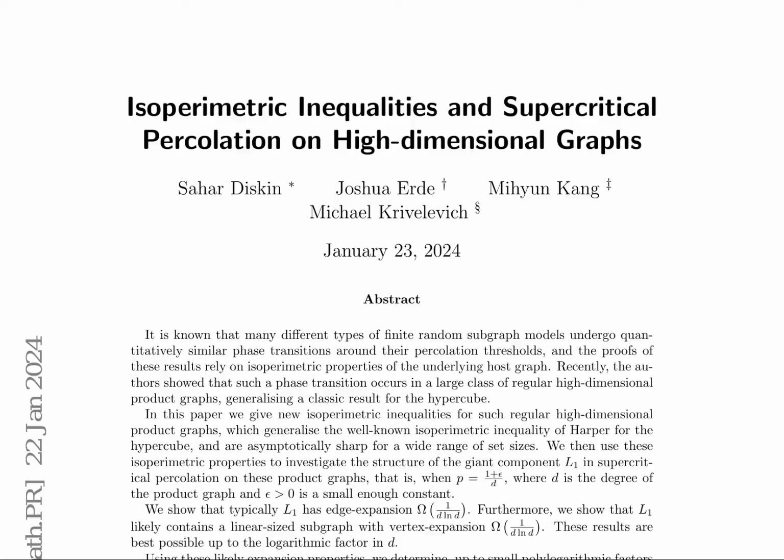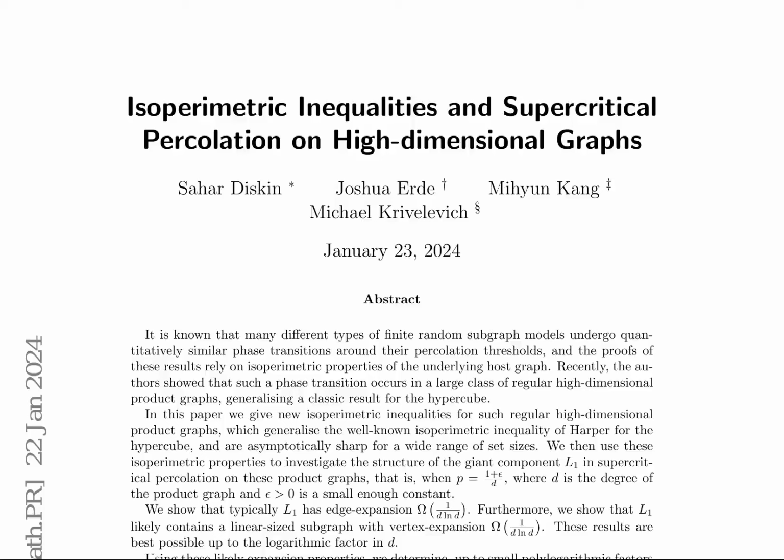The giant component of a percolated high-dimensional product graph G^P exhibits a universal phase transition behavior, akin to that of G(n,p), where the proportion of the host graph G covered by the giant component is preserved. This universality phenomenon prompts conjectures about the structure of the giant component in percolated high-dimensional product graphs.